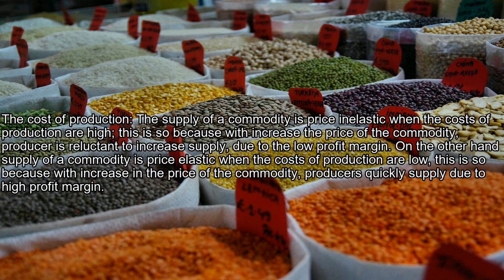The cost of production. The supply of a commodity is price inelastic when the costs of production are high. This is so because with an increase in the price of the commodity, the producer is reluctant to increase supply due to the low profit margin. On the other hand, supply of a commodity is price elastic when the costs of production are low. This is so because with an increase in the price of the commodity, producers quickly supply due to high profit margin.